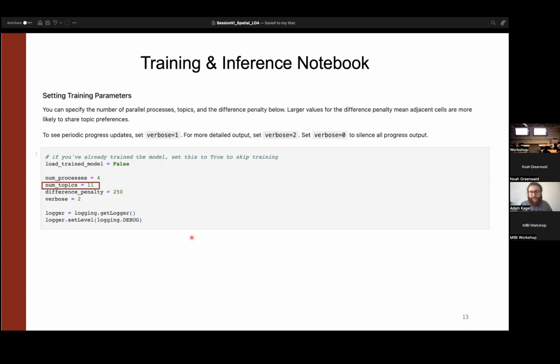Then training and inference, really the only thing other than data paths that you'll need to change here is the number of topics, which you determined in the previous notebook. Everything else is automatically loaded in from the pre-processing notebook. So you're good to go essentially.